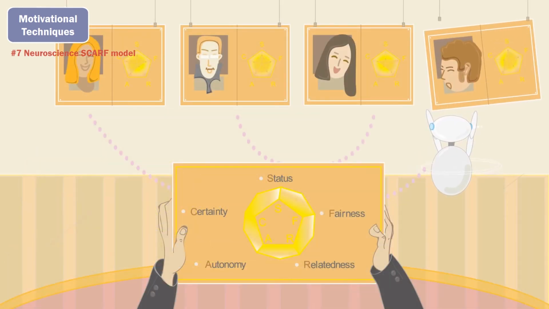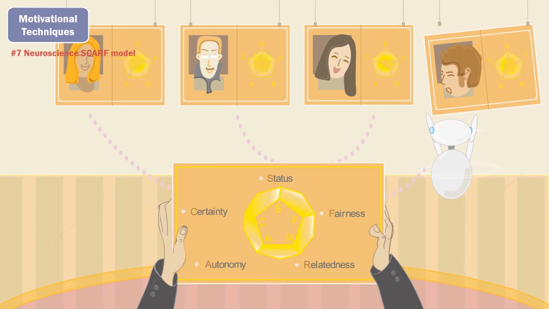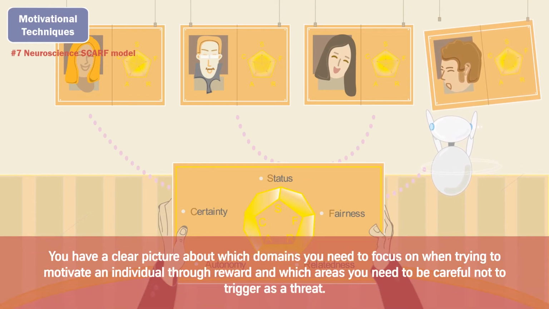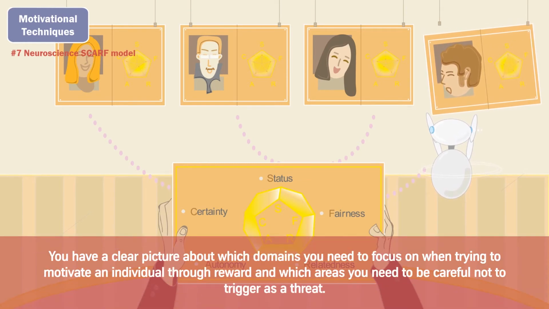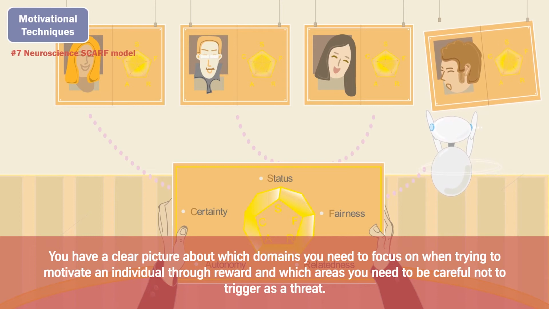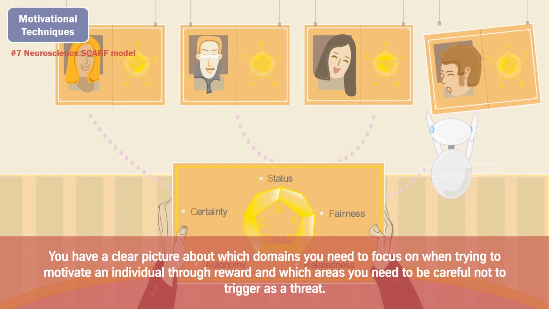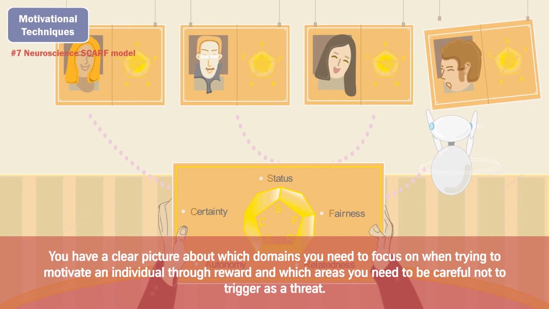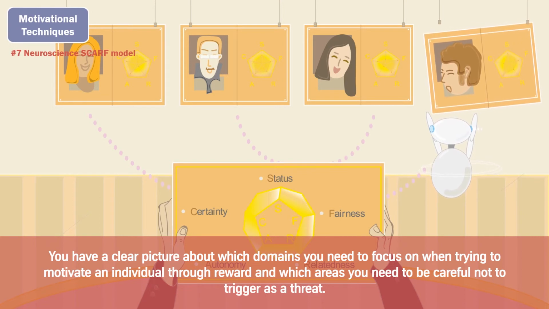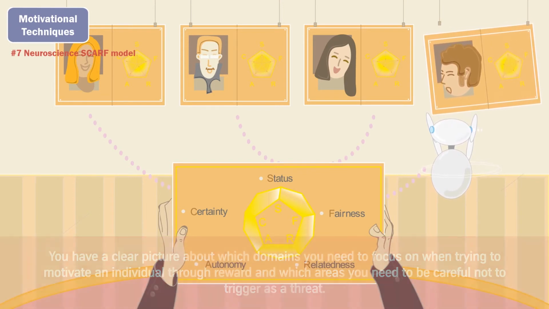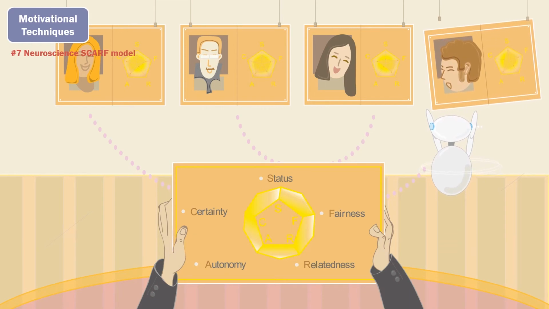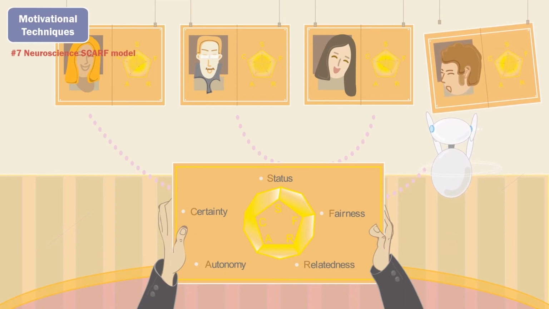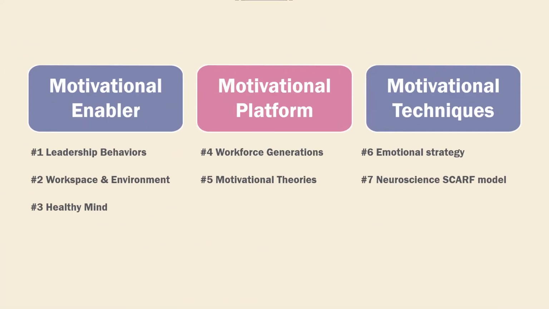You should then have your team perform the same assessment so that you have a clear picture about what domains you need to focus on when trying to motivate an individual through reward, and which areas you need to be careful of not to trigger as a threat. The good news is that this model works across generations, naturally with differing domains, but still with the 5 domains in play. And that's it.